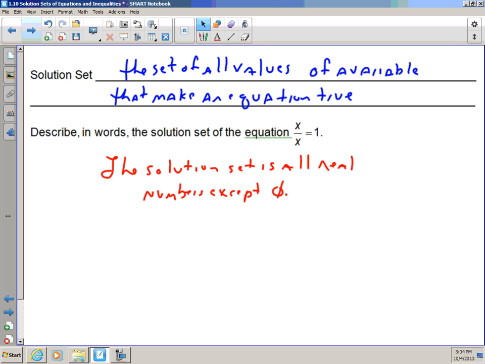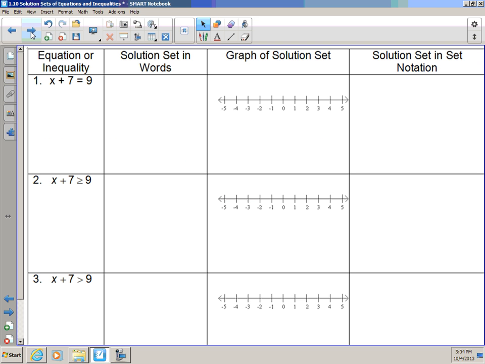Now, as we do a lot of things in math, we do not like to describe our answers in words. We like to use math or shorthand notation. And what we're going to cover next in this table is how we translate an equation or inequality to a solution set in words, which is not necessarily desirable, but so that you can understand what that is, to a graph of it, which is very advantageous, or set notation, which is also very advantageous.